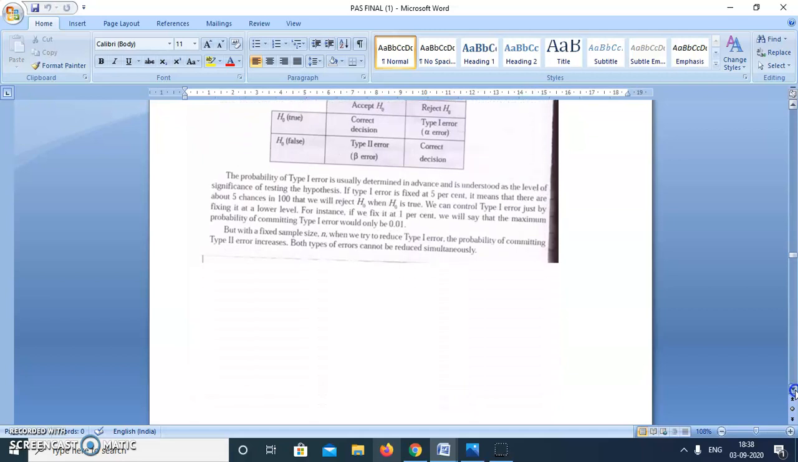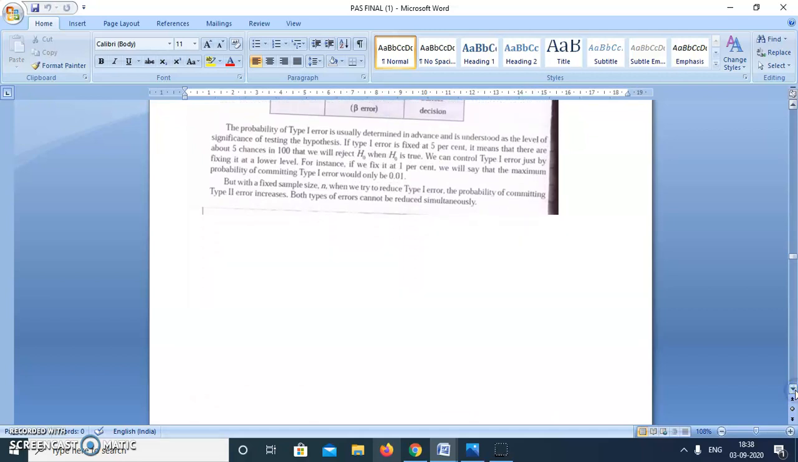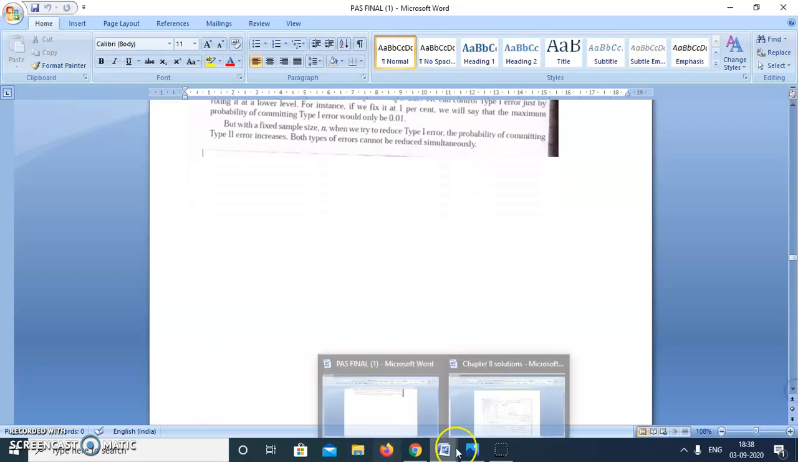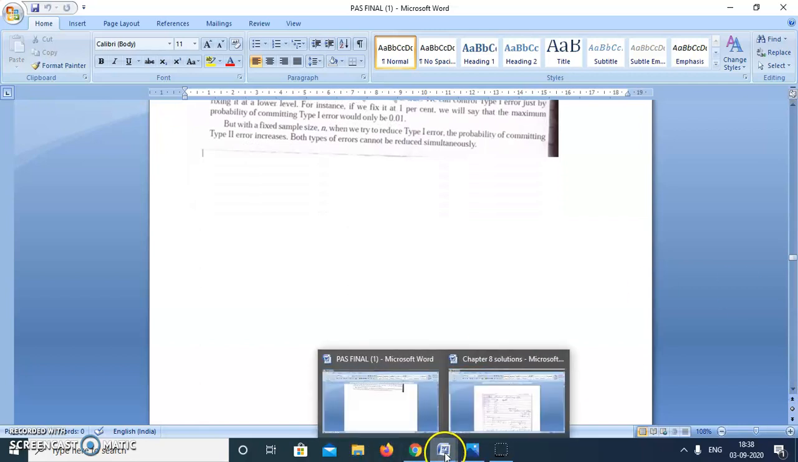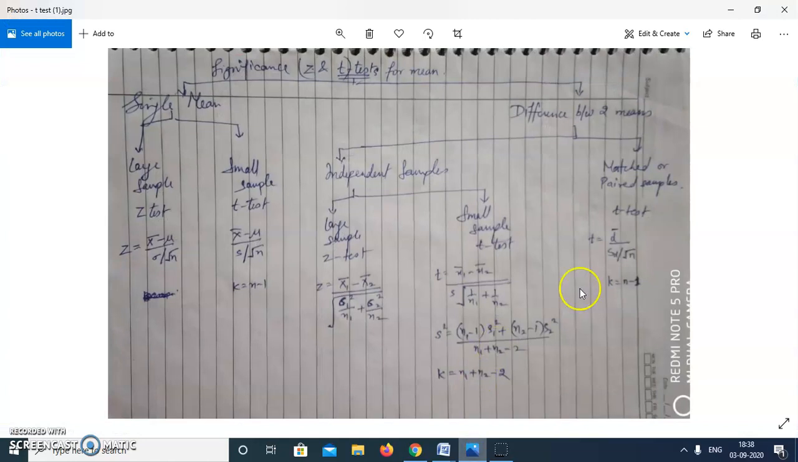Now we'll see those formulas which we are going to use to practice the problems. Okay. Now these are the significance tests for means. We'll use the terms z-test and t-test. Z-test we go for large sample where n is greater than or equal to 30, and t-test we go for small sample where n is less than 30.